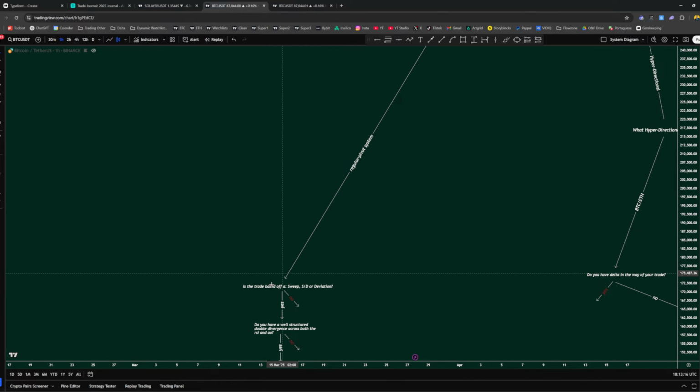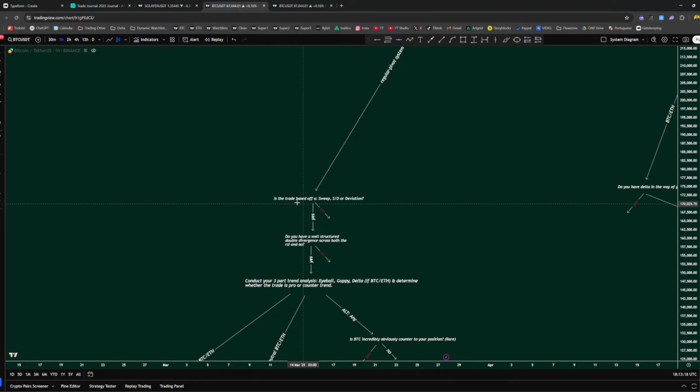Right, so the first question. Is the trade based off a sweep, supply or demand, or deviation, right? So this is the where, okay? And all of the trades in the system will either be at a key high or low, sweeping, SFP, a key high or low, tapping or moving into supply or demand, or deviating a key high or low, right? It's just an extension of a sweep.